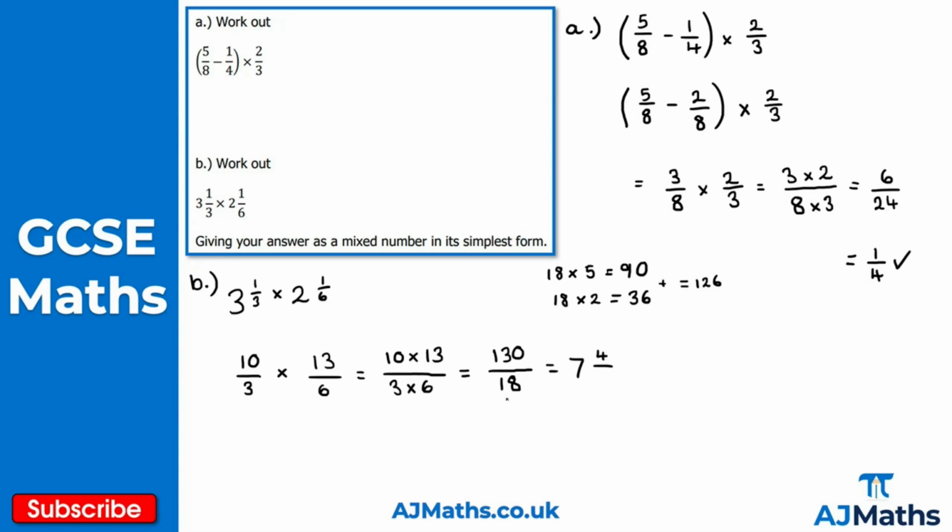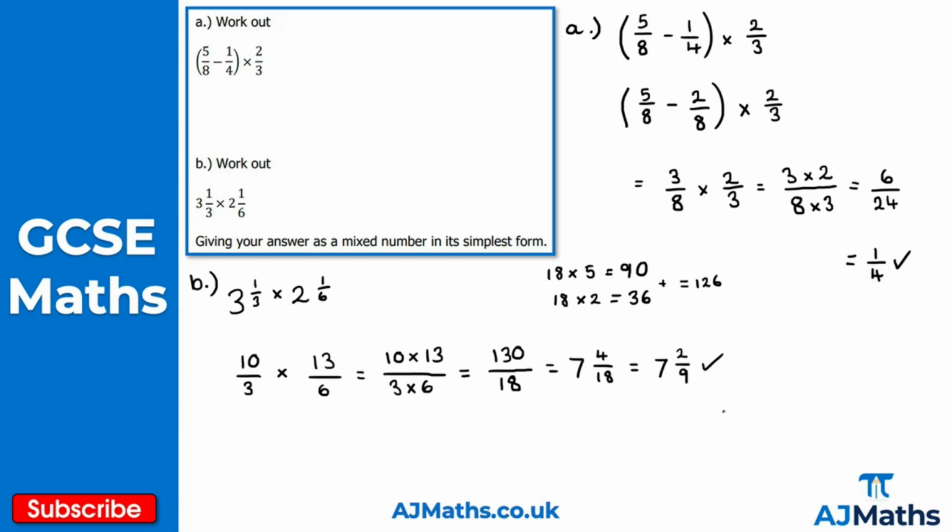And our denominator here stays the same. It's going to be 7 and 4 over 18. But again, we're not quite done here, because we can simplify 4 over 18. So this would be given as 7 and 2 over 9 there. Okay? And there we have it. That would be a mixed number in its simplest form, giving us the solution to B.